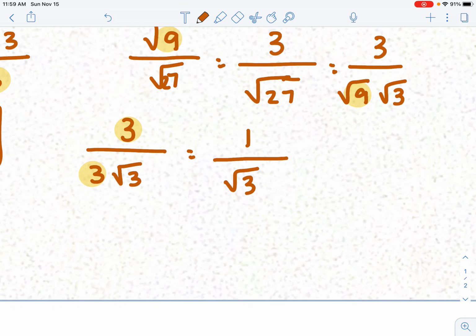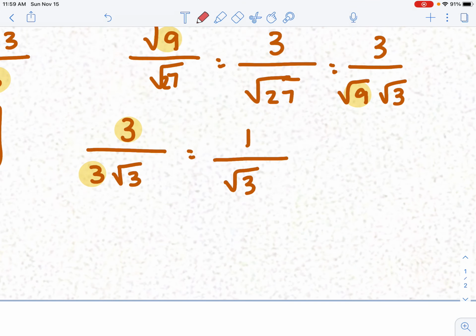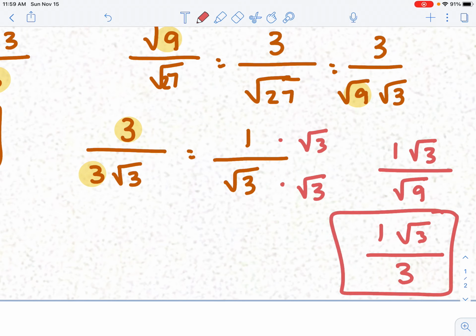Now this is an okay answer, but we have to remember, do we like radicals in the bottom? No. All right, so we need to get rid of that radical by rationalizing the denominator. So I'm going to multiply both sides by radical 3. So on top, I've got 1 radical 3 over radical 9. I know the square root of 9 is 3, so I've got 1 radical 3 over 3. And that would be my final solution.